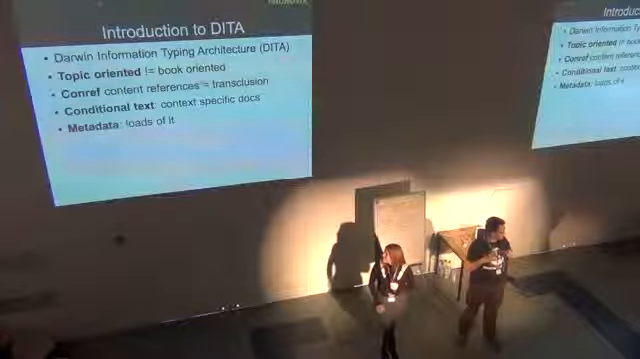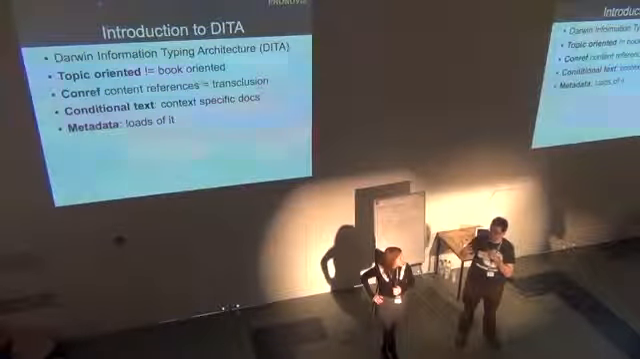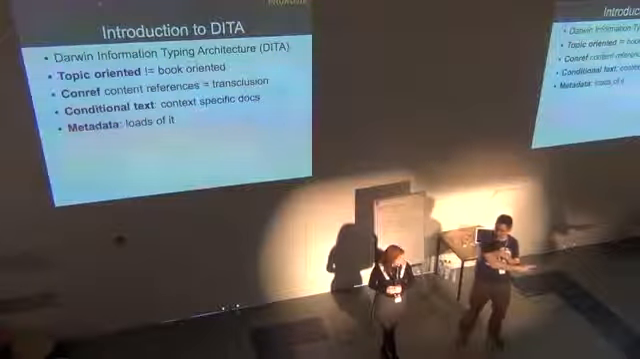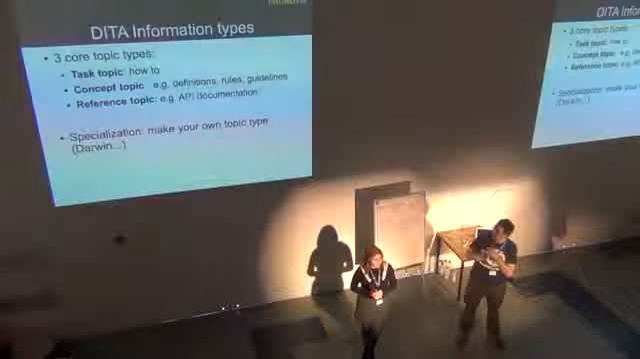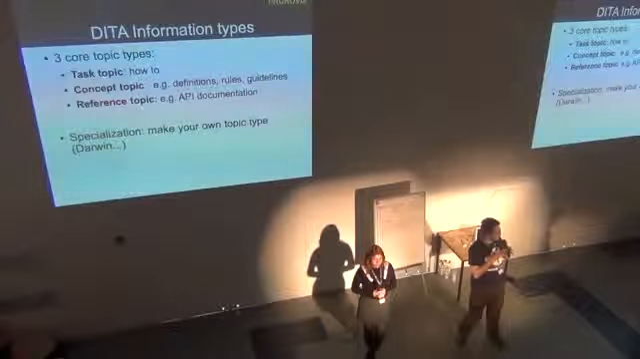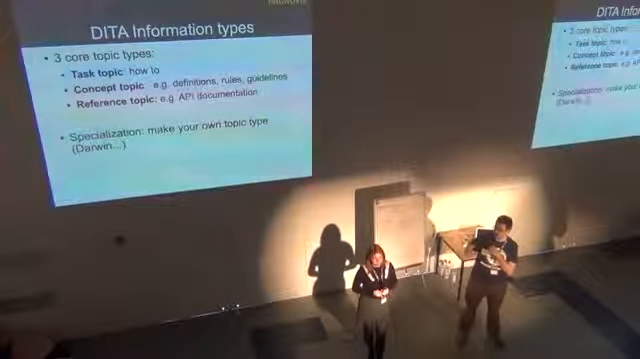Instead of book-oriented, like DocBook, it's using conrefs for transclusion. And transclusion means that you take a bit of content from here and you include it somewhere else. It uses conditional text and a lot of metadata. And the three core topic types, so the three types of content that you have are tasks, concepts, and references.